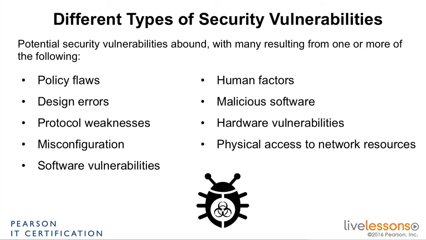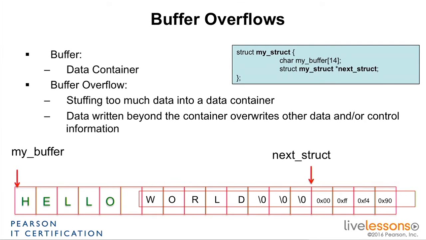Human factors is another example of vulnerabilities and is what people often refer to as the weakest link. We will also cover social engineering and some of the human factor vulnerabilities later in the course. Malicious software, hardware vulnerabilities, and even physical access to the network resources are also some other types of vulnerabilities. All right, let's get started with some more examples of software vulnerabilities.